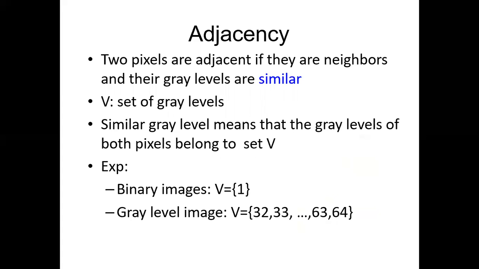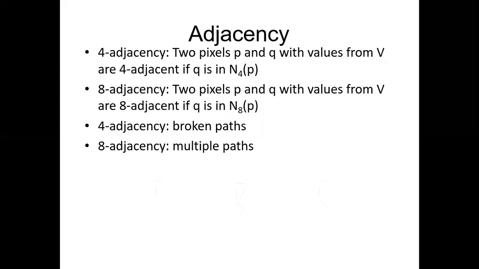Adjacency is defined as: two pixels are adjacent if they are neighbors and their gray levels are similar. Then V is the set of gray levels. Similar gray level means the gray levels of both pixels belong to the set V. For example, for a binary value V equal to 1, the gray levels of the image will be 32 to 64. Similarly we have 4-adjacency, 8-adjacency, where 4-adjacency gives a broken path and 8-adjacency gives multiple path conditions.